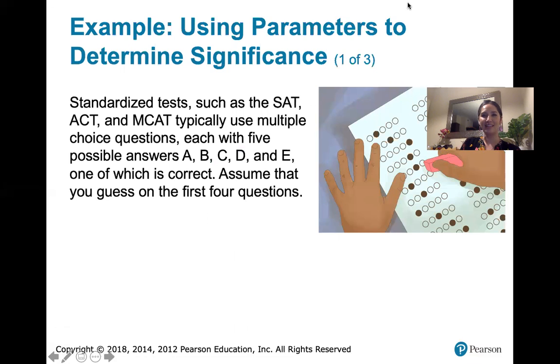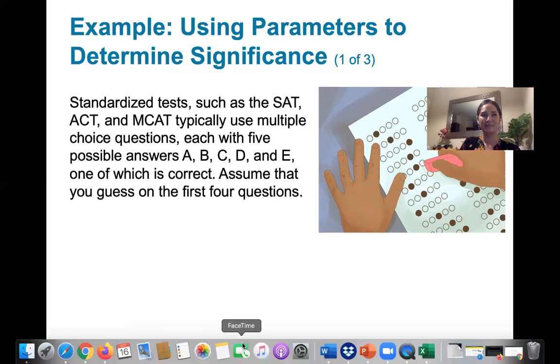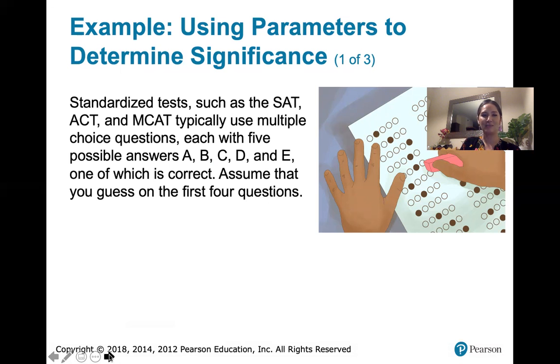Now let's apply this in a familiar problem. We are using parameters to determine significance here. It says standardized tests such as the SAT, ACT, and MCAT typically use multiple choice questions with 5 possible answers, one of which is correct. Assume that you guess on the first 4 questions. We've seen this problem before, something like it. This time we want to compute the mean and standard deviation.